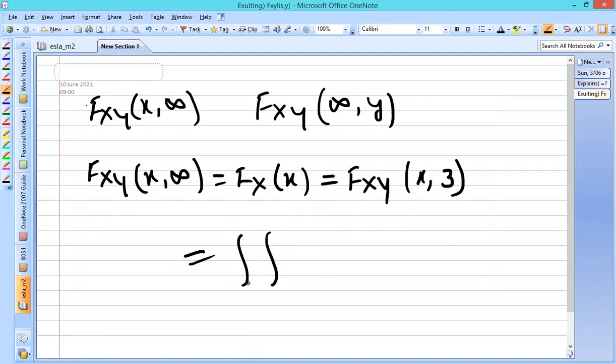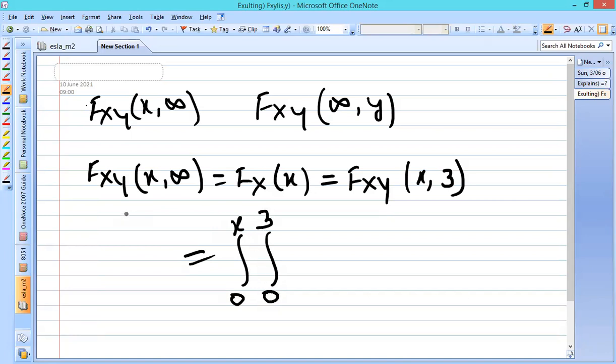So here x will be varying from 0 to 3. Yes, here we will not be substituting the value of 3 because it can take any value. So it will be substituted in general as x, whereas y will be substituted as 0 to 3.